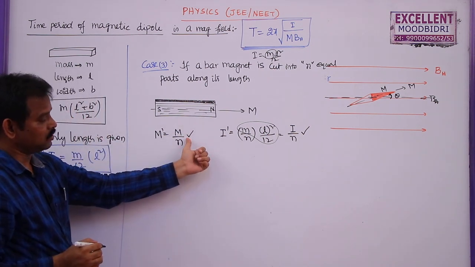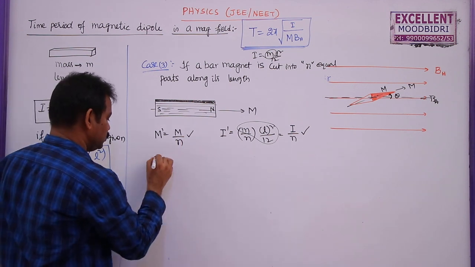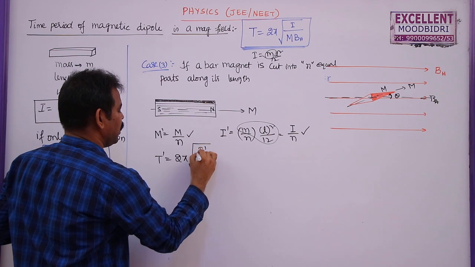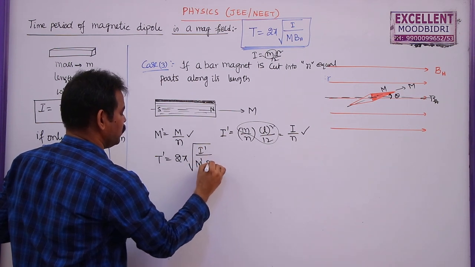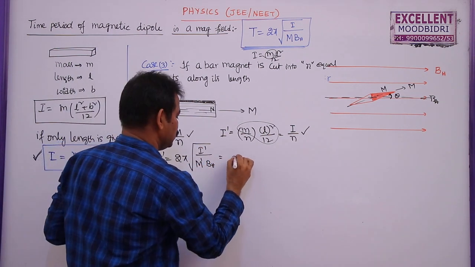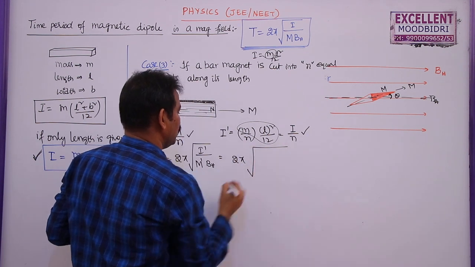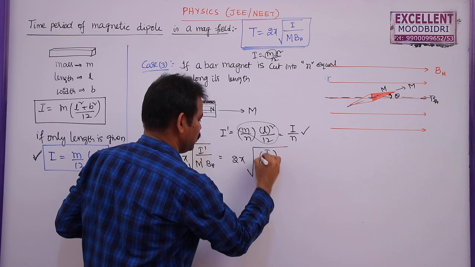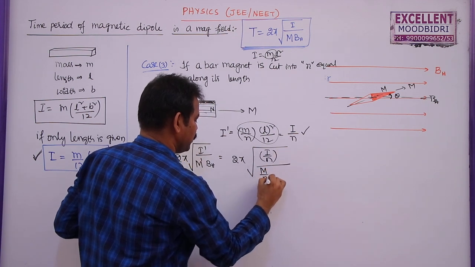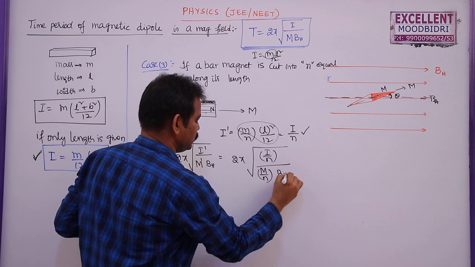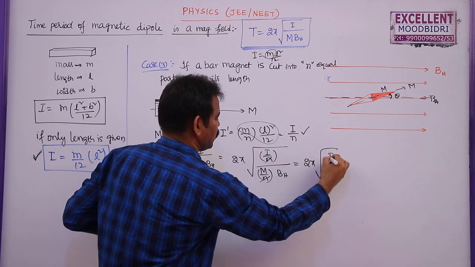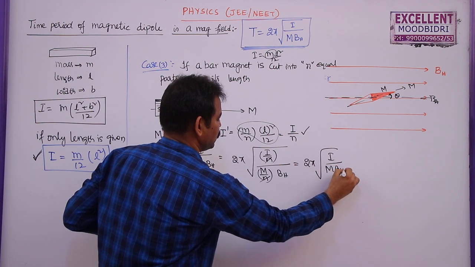This magnetic moment is also reduced by n. So T dash will become 2 pi root I dash by m dash BH. So this is 2 pi root, I dash is I by n, and the magnetic moment is m by n into BH. You can cancel this m and n. Remaining terms: root over I by mBH.